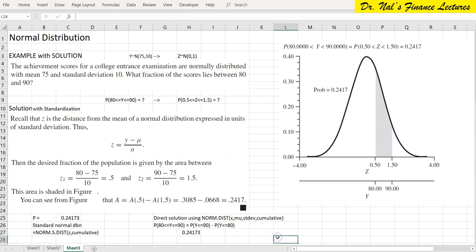24.17% is the fraction. So 24% of the scores are expected to be between 80 and 90. Awesome. So like I said, I will not do it like this. Most questions I will directly solve using this alternative solution, using the norm.dist function, unless the question is directly given to me as a standard normal.